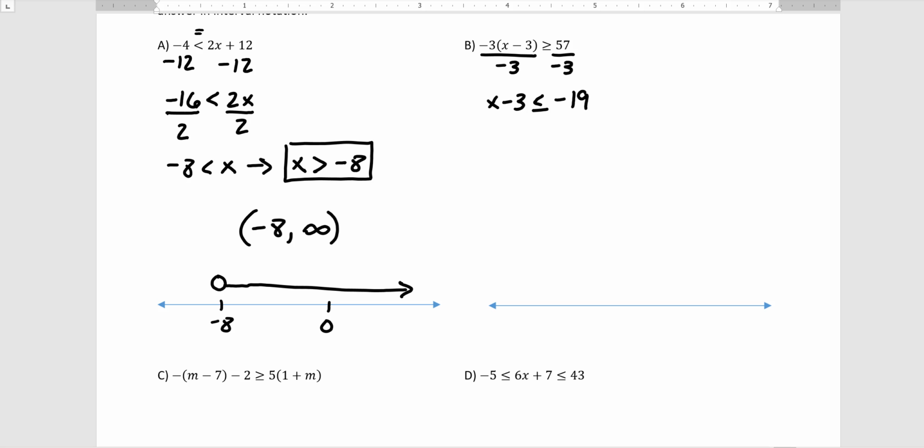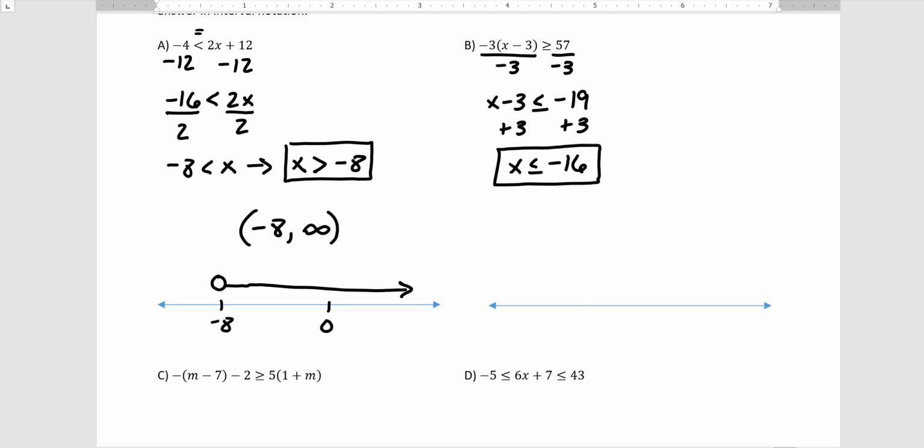All right, everyone understand why we flipped that there? Since we divided by that negative, we have to flip that sign to account for it. All right, so now to get x all by itself, I just need to add 3 to both sides. I'll have x is less than or equal to negative 19 plus 3 is negative 16. So my expression now, x is less than or equal to negative 16.